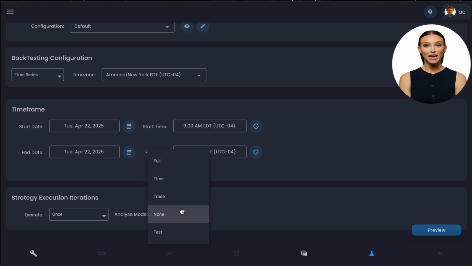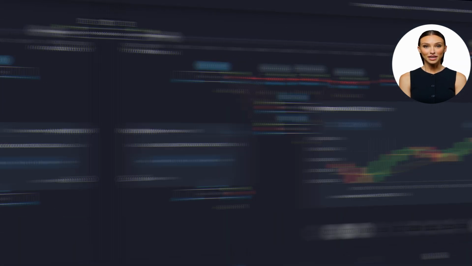Analysis modes are used to capture insights into the execution of a strategy at varying degrees of precision. Full analysis mode is the most granular form of analysis. Every time an event is processed during the execution of a strategy, a complete snapshot of the strategy state is recorded. An event is generated by a data update, a rule executing, or a trade update.